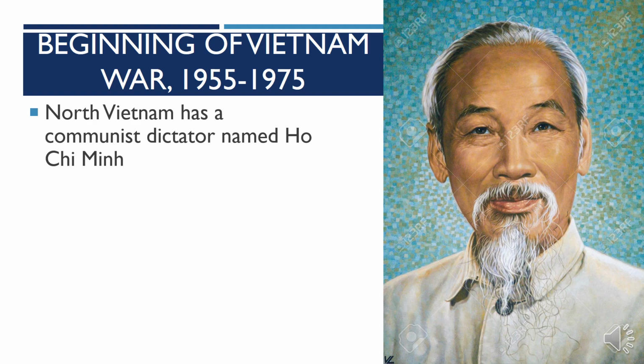And the kind of dictator that Ho Chi Minh was, was a communist dictator. The word communist describes the kind of government that North Vietnam had at the time. The government that they had was a communist government. Communism is a type of government that is opposite of what we have in America. In America, our government is called a democracy. But in a communist government, their government runs extremely different than ours does.